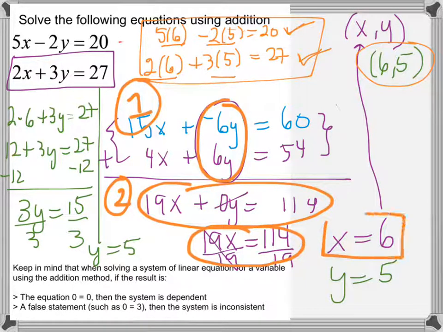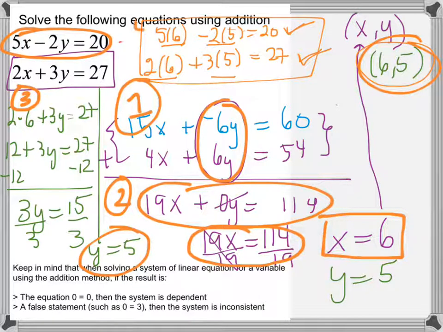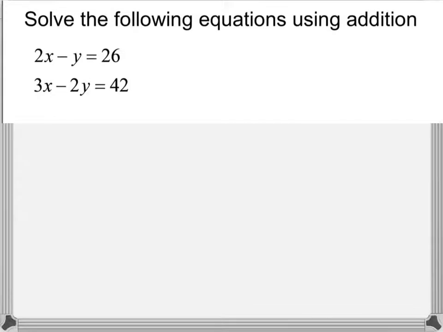So I got x is equal to 6 in step 2. Step 3 is to choose one of the original equations and substitute 6 in for x. So this is step 3. Substitute 6 in for x and find your y value. And then step 4 is to check it. Okay? So let's try this whole process one more time.